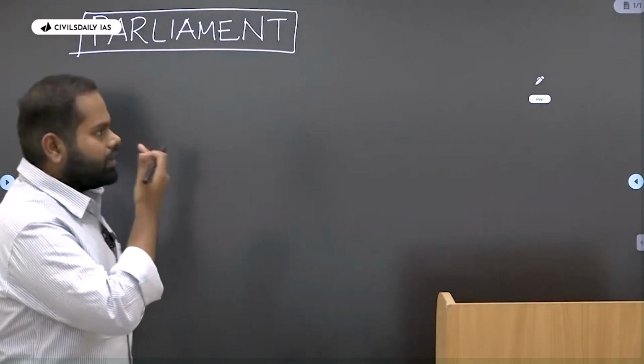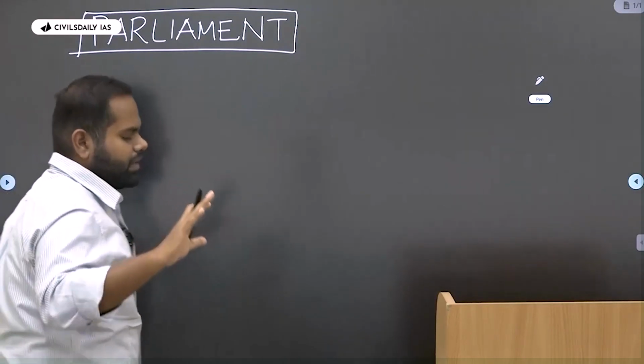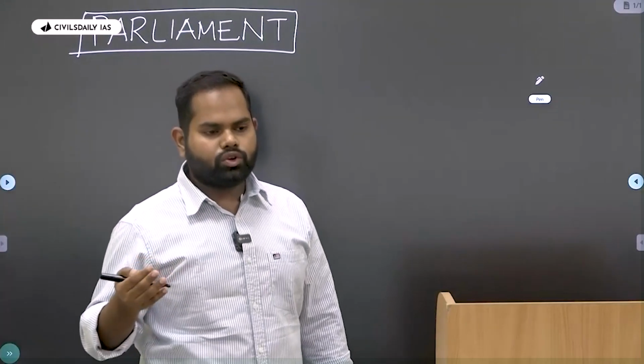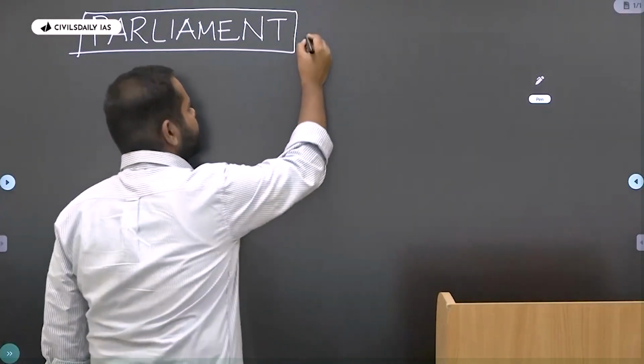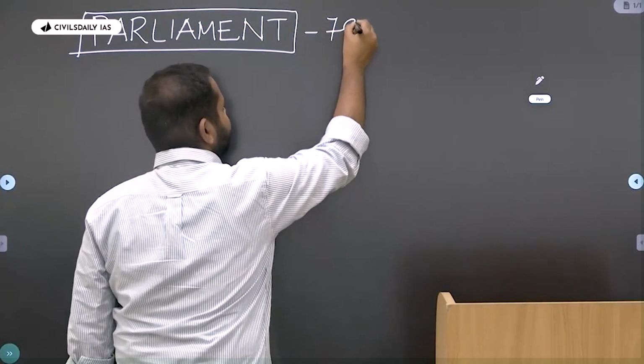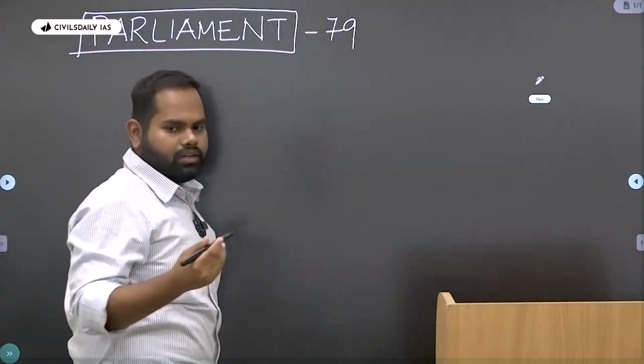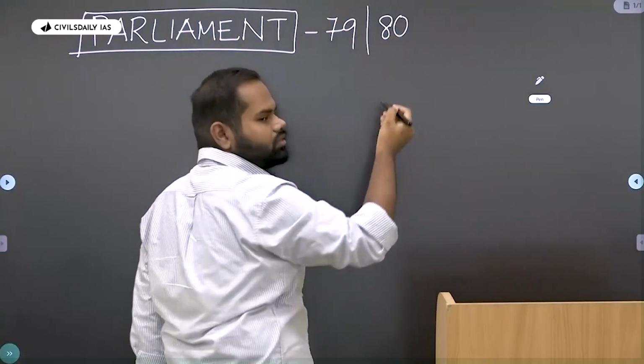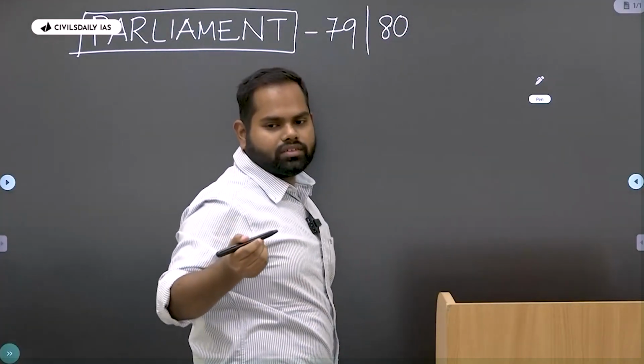If there is a question on parliament, like parliament irregularities or suspension of MPs, things like that, you want to contextualize parliament there. You can always write Article 79, which talks about parliament. Then we have 80, which is for Rajya Sabha.